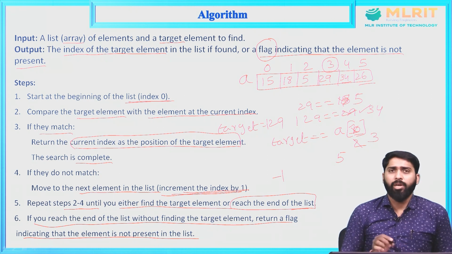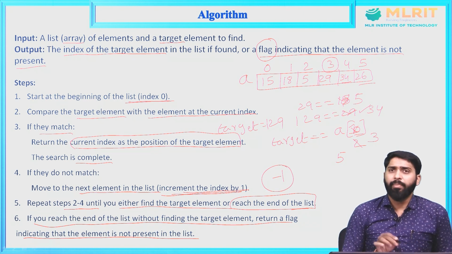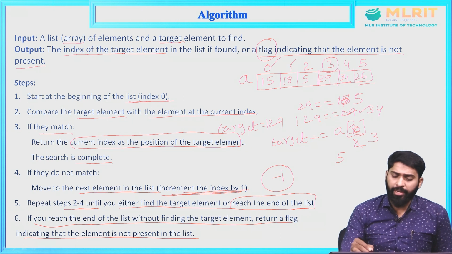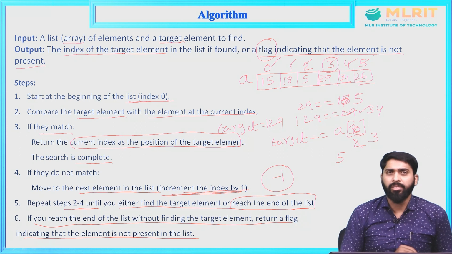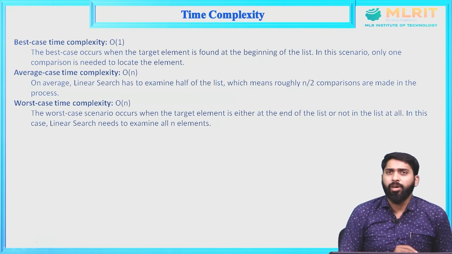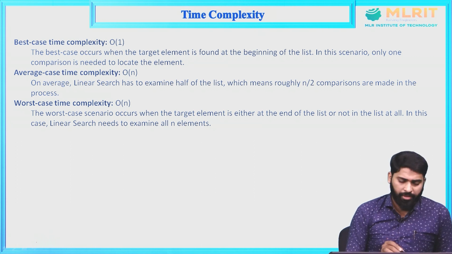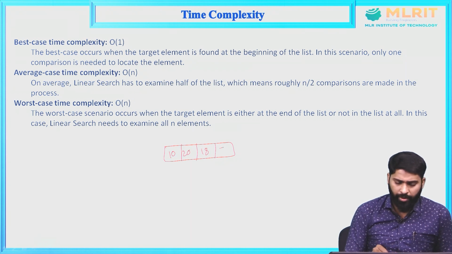Okay. Now if we return -1, then we assume that the element is not found in the list. If we return any index, then the element is found in the list. Okay, this is the linear search algorithm. So coming to time complexity of linear search. Let us assume these are the numbers: 10, 20, 18, 5.